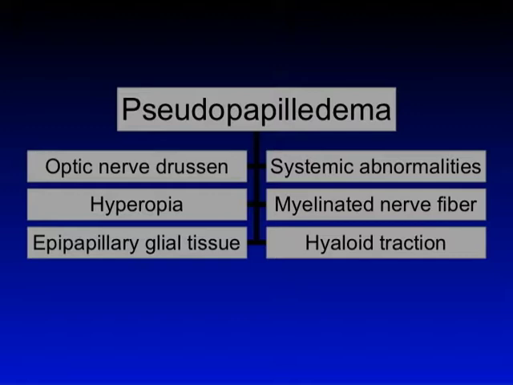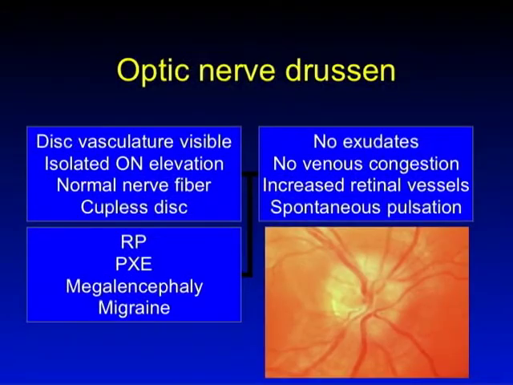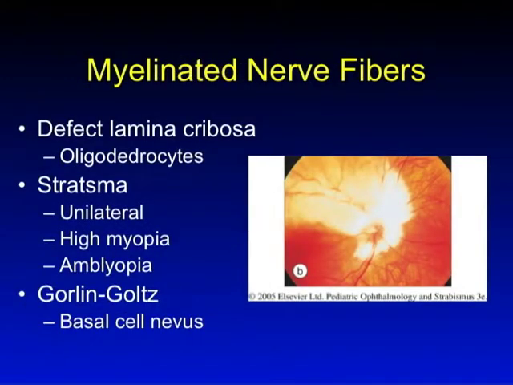Pseudopapilledema, so we have optic nerve drusen, which I think I have in some pictures here. High hyperopia is probably the most common cause of pseudopapilledema. These are very small optic nerves, and they're crowded. Optic nerve drusen are very common in the pediatric population. And myelinated nerve fibers, when associated with amblyopia and a high refractive error, is, for us here at UCLA, probably important, called Straatsma syndrome. It's by Dr. Straatsma. He described it first.